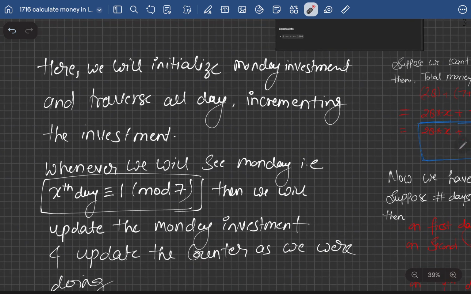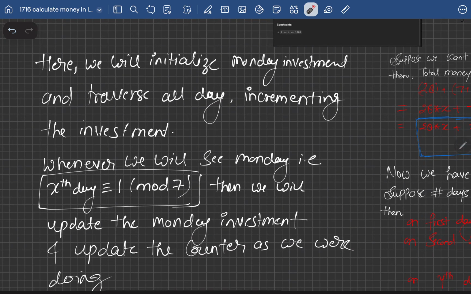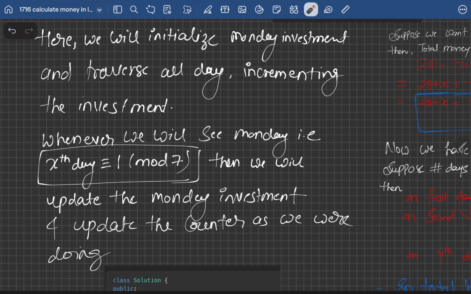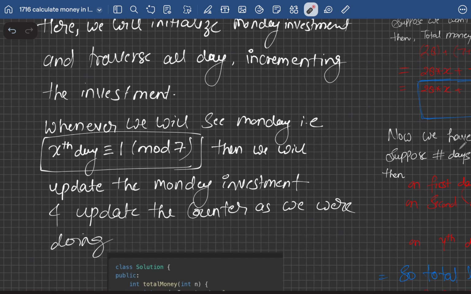Okay, and what we will do, we will be traversing for each day. Now whenever the Monday comes, we will increment whatever we invested on the previous Monday. So when every Monday comes, we will update the Monday investment, and based on the Monday investment, we will find out how much Hersey has to invest on each day.